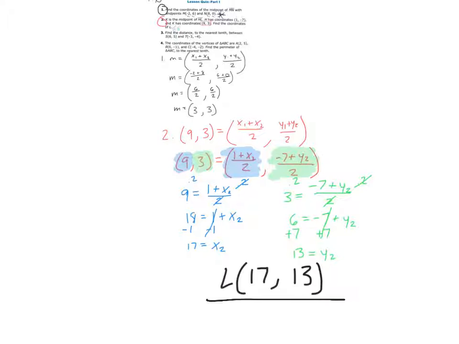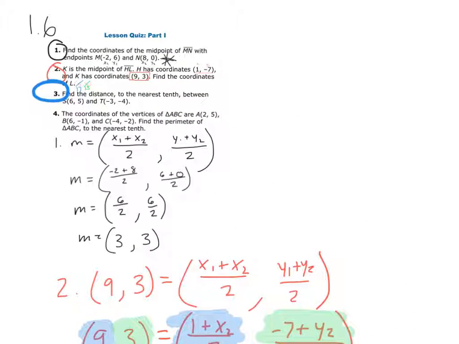So now let's look at number 3. Find the distance to the nearest tenth between S and T. So we're going to do that one to the side here. So we have S is (6, 5), and T is (-3, -4). So now it's asking us to find the distance. So we're going to use the distance formula.